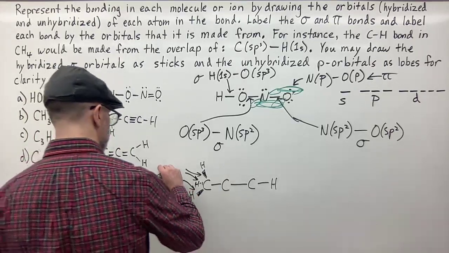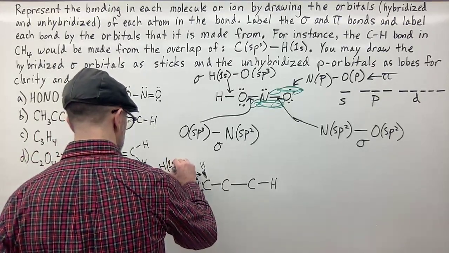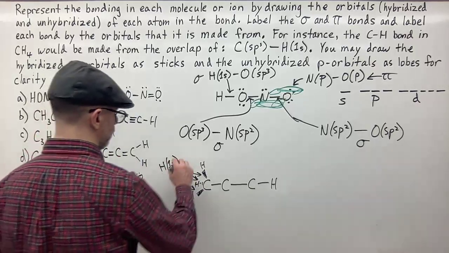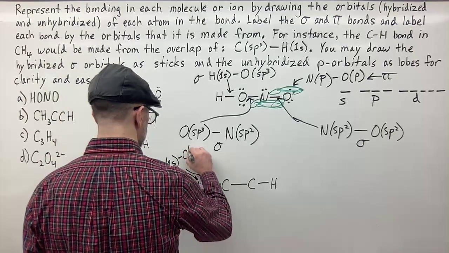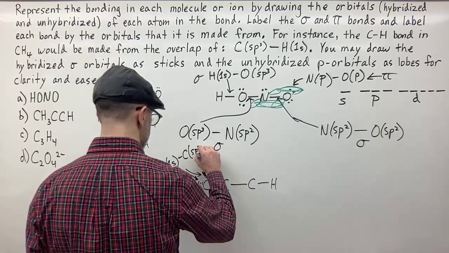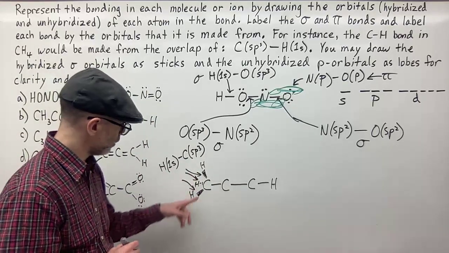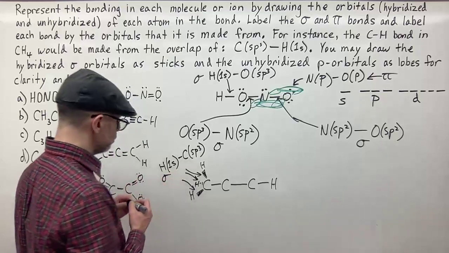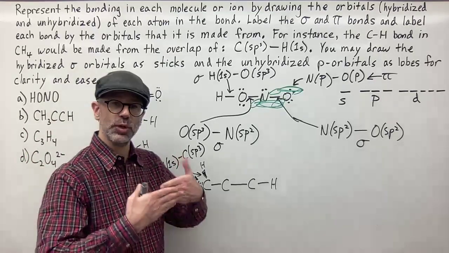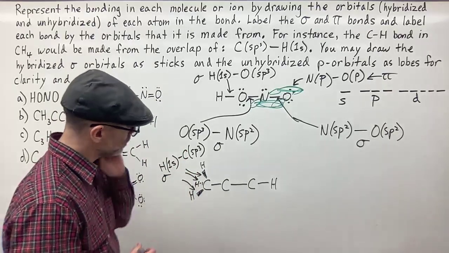Right, so this is going to be the hydrogen 1s orbital, unhybridized, bonded to the carbon, which is going to be sp3 hybridized. So that's all three of those. And again, this is sigma, because this overlap is occurring between the two atoms along the axis.